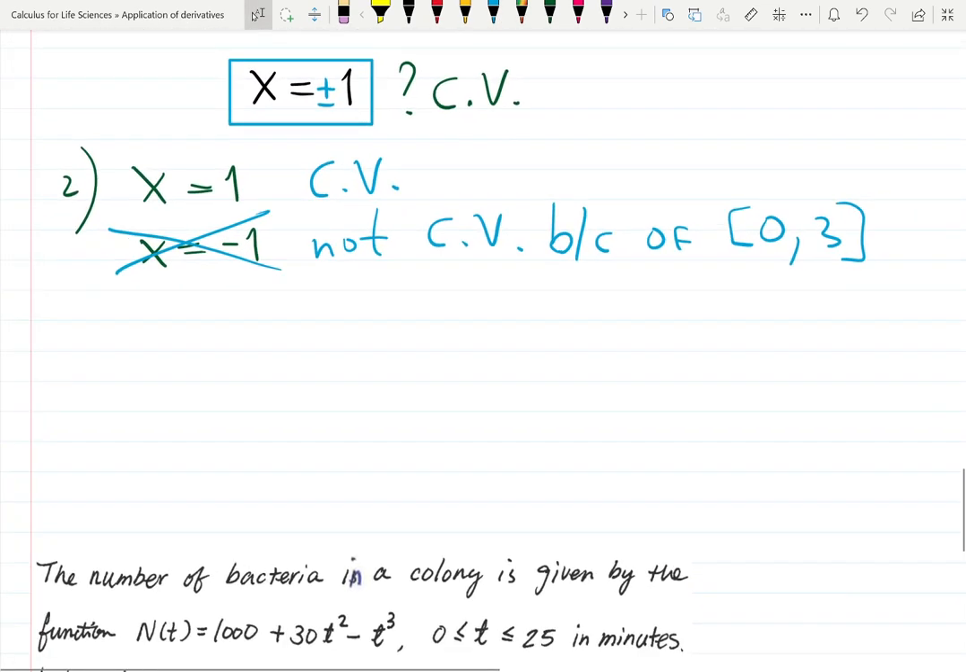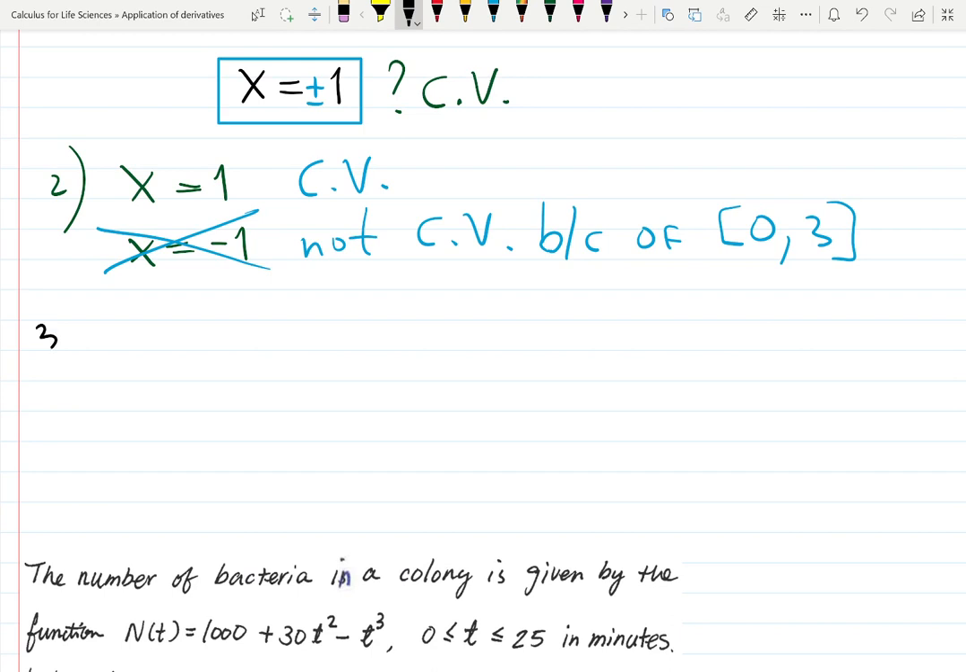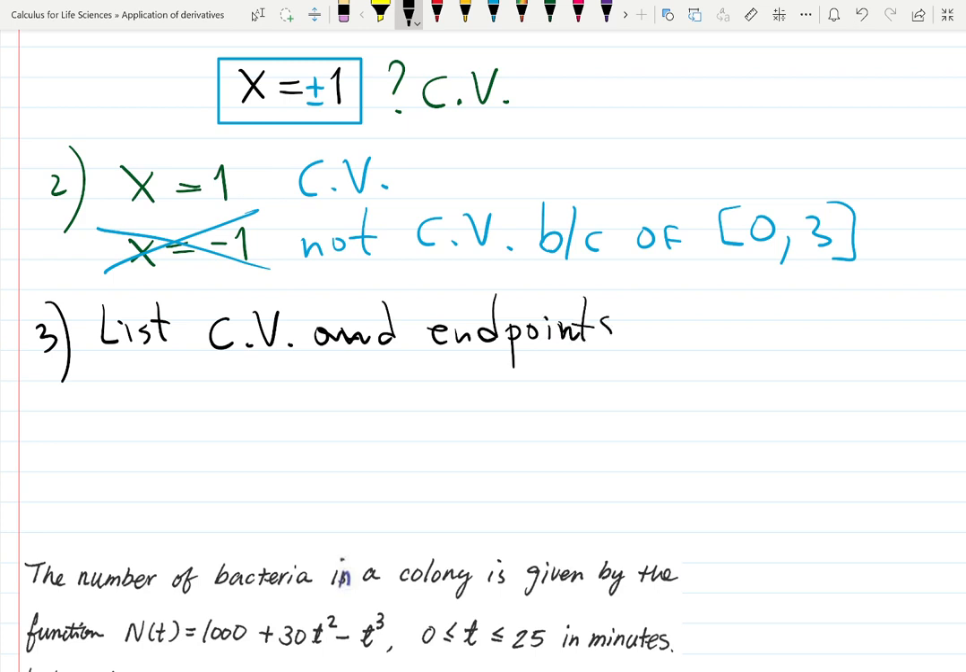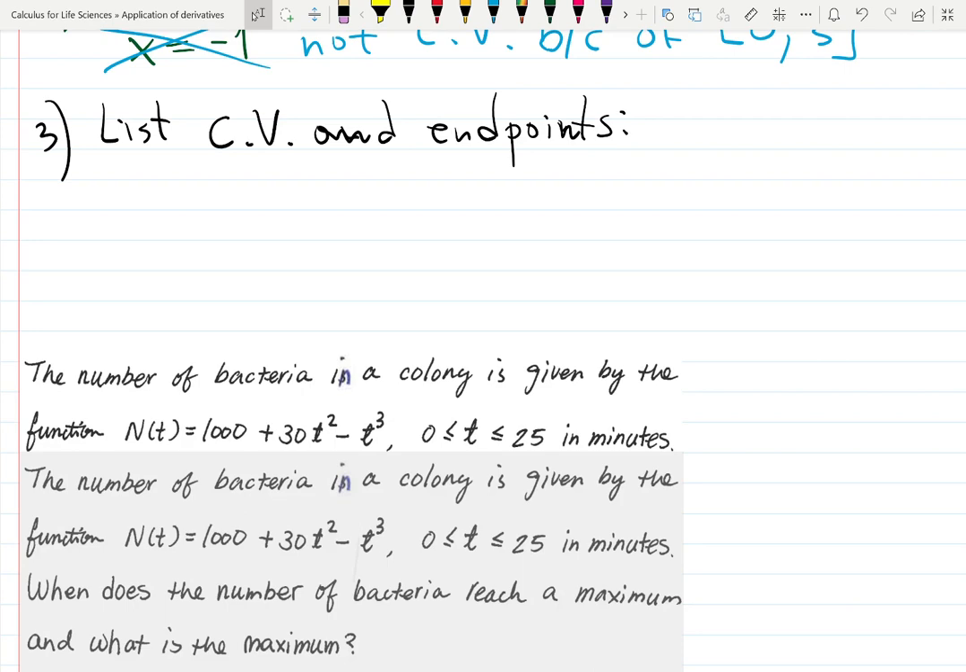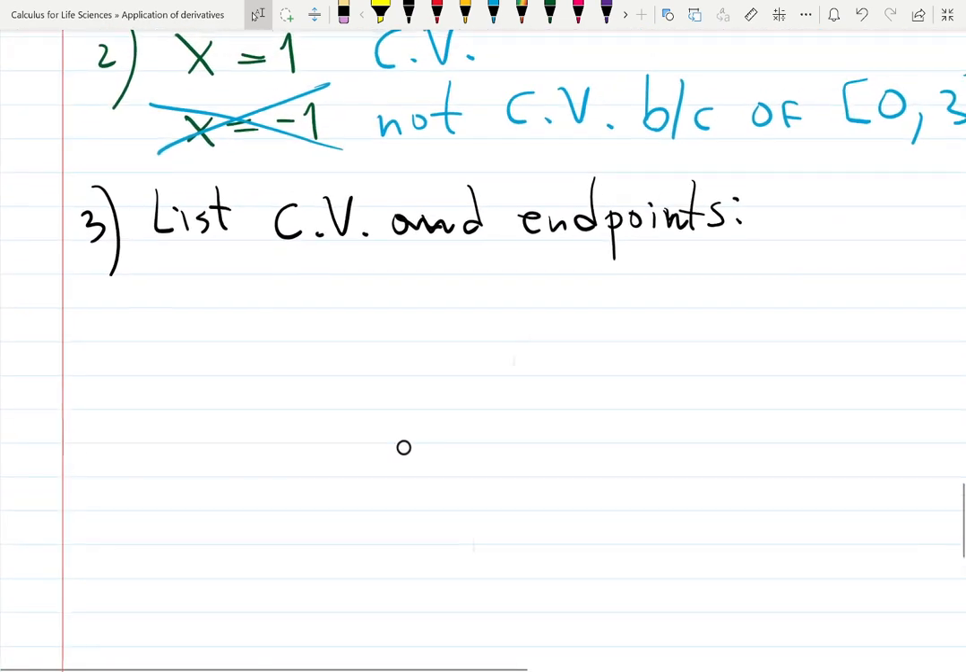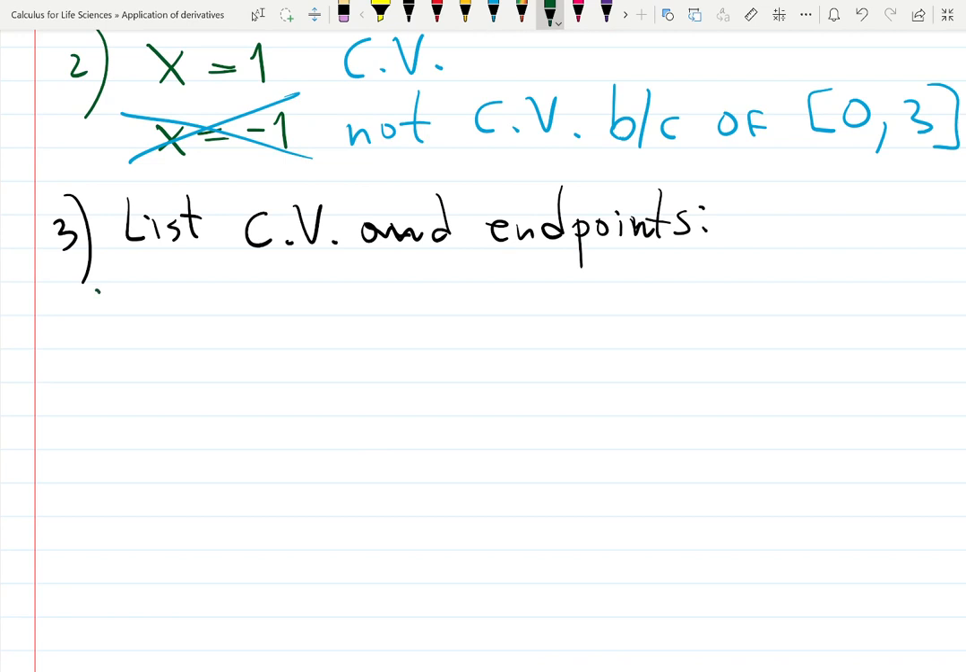Step 3. Last step is the most fun one. You list all points, critical values, and endpoints. So no first derivative test, no second derivative test. You just make a list in any way you want. I'm organizing information my way. You can do it your way. It's very creative how people organize information. Just make sure it's correct. So there was one critical value, which is 1. And there were 2 endpoints, x equals 0 and x equals 3.